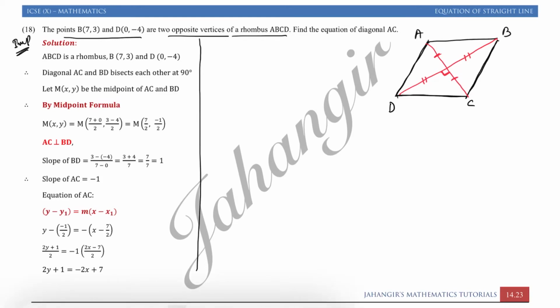The coordinates of B and D are given: 7, 3 and 0, minus 4. This is the point of intersection, let's say it as M. So we will say ABCD is a rhombus, therefore the diagonals bisect each other at 90 degrees.